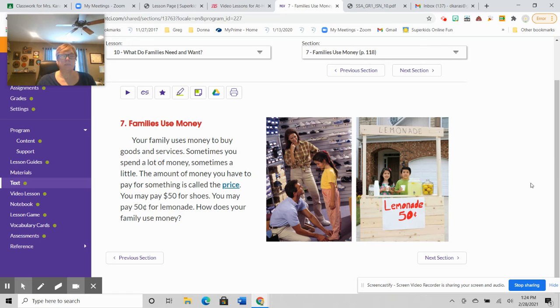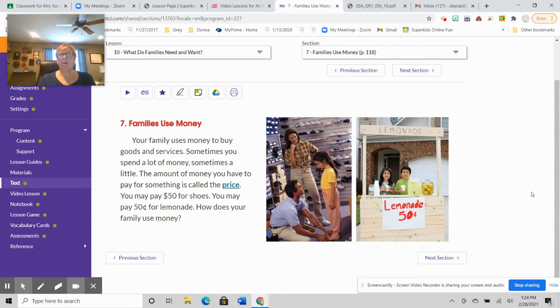Your family uses money to buy goods and services. Sometimes you spend a lot of money, sometimes a little. The amount of money you have to pay for something is called price. You may pay $50 for shoes. You may pay 50 cents for lemonade. How does your family use money? And that's the sort of thing that usually families like to keep to themselves.